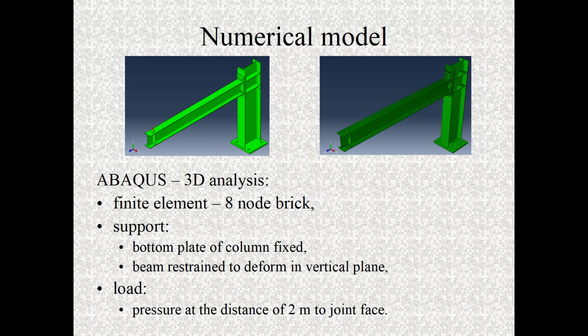The structure has been modeled in Abaqus environment as a 3D object consisting of 8-node C3D8R brick elements with reduced integration and hourglass control. It has been assumed that the bottom plate of the column is fixed and the beam is restrained to deform in vertical plane only. The load is applied as a vertical traction applied over a small area at the distance of 2 meters from the joint face. The problem is always treated as a static one, this meaning that all rate-dependent phenomena are expressly excluded from the analysis.